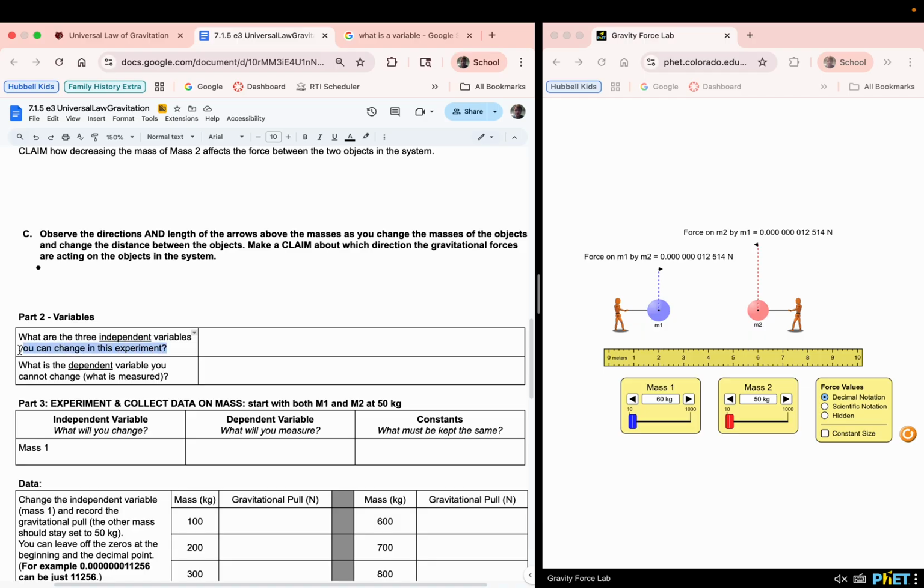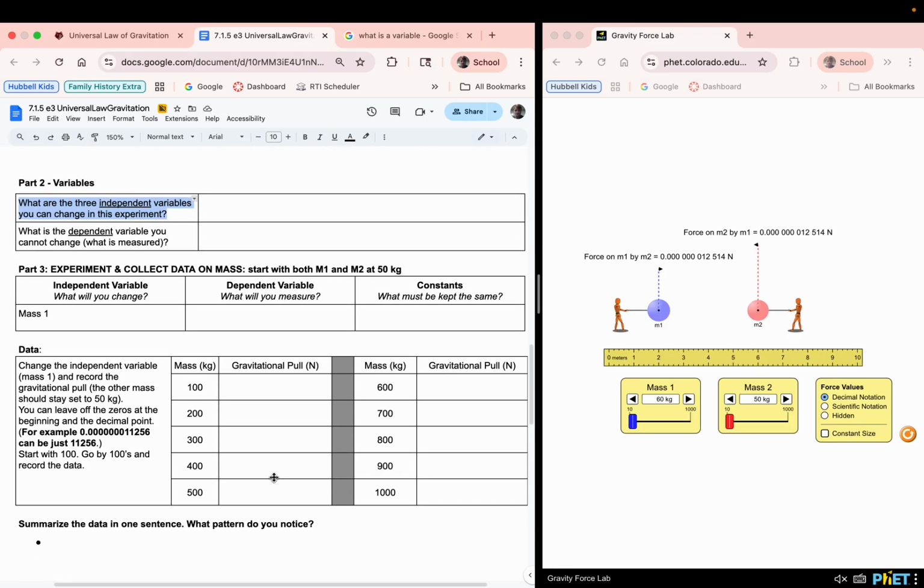What are the 3 independent variables in this experiment? Well, I will give you a hint. There's only 3 things you can manipulate. You can manipulate distance, mass 1, and mass 2. As far as the dependent variable is concerned, as you manipulate these things, something changes. I'll give you a slight hint what, okay? The gravitational force. So go ahead and write that one down.